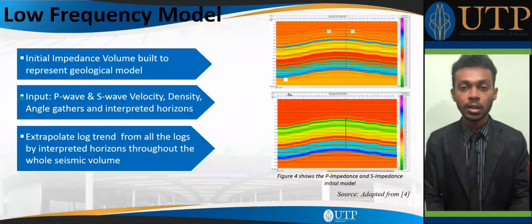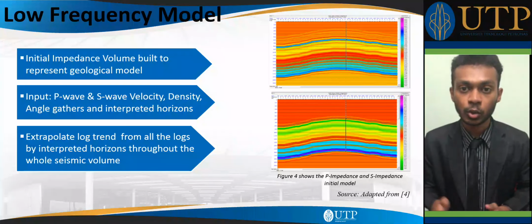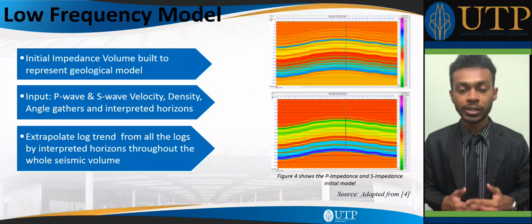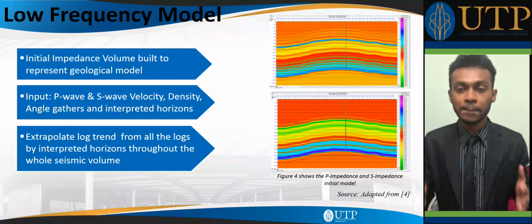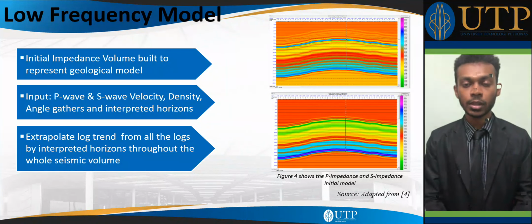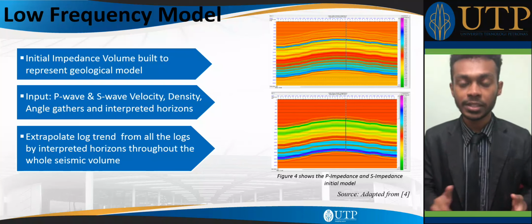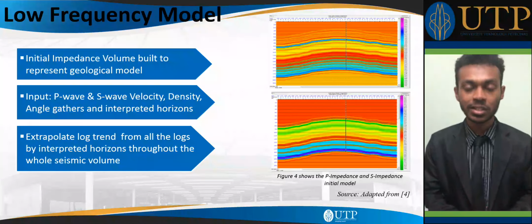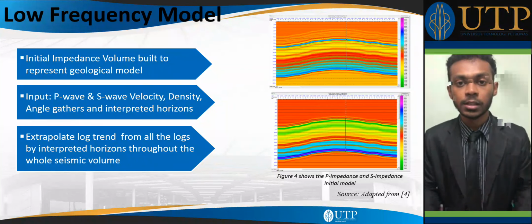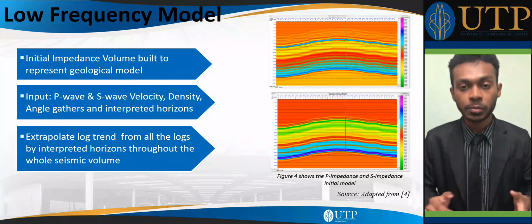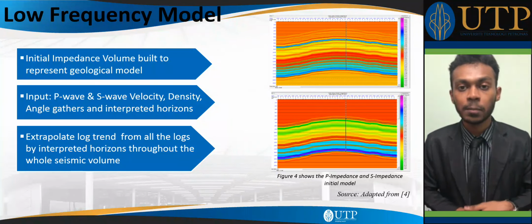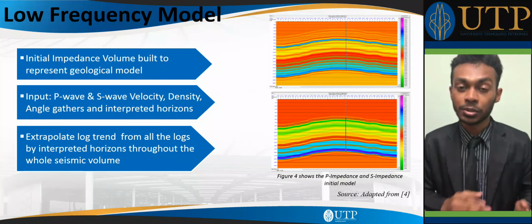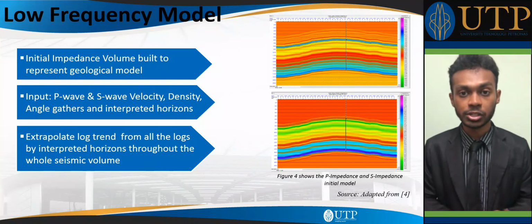The next step would be to generate a low frequency model, where a low frequency model is an initial impedance volume built to represent the geological model. The model is generated using the well log data such as P wave velocity, S wave velocity, density, angle gathers, and interpreted horizons. The values from the well logs are extrapolated using the log trend by interpreted horizons throughout the whole seismic volume to build the geological model.